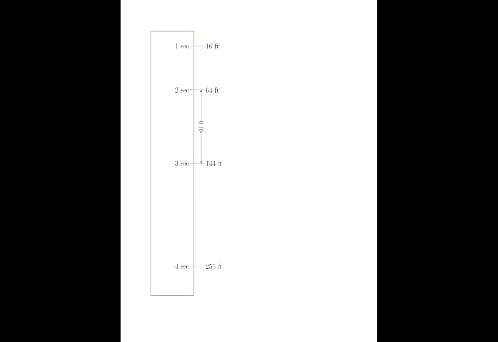In the 1 second from t equals 2 to t equals 3, the ball falls from the 64 foot mark to the 144 foot mark, a distance of 80 feet. This gives a speed of 80 feet per second. In the 1 second from t equals 3 to t equals 4, the ball falls from the 144 foot mark to the 256 foot mark, a distance of 112 feet. This gives a speed of 112 feet per second. Distance per unit time varies. We get different answers for different intervals.